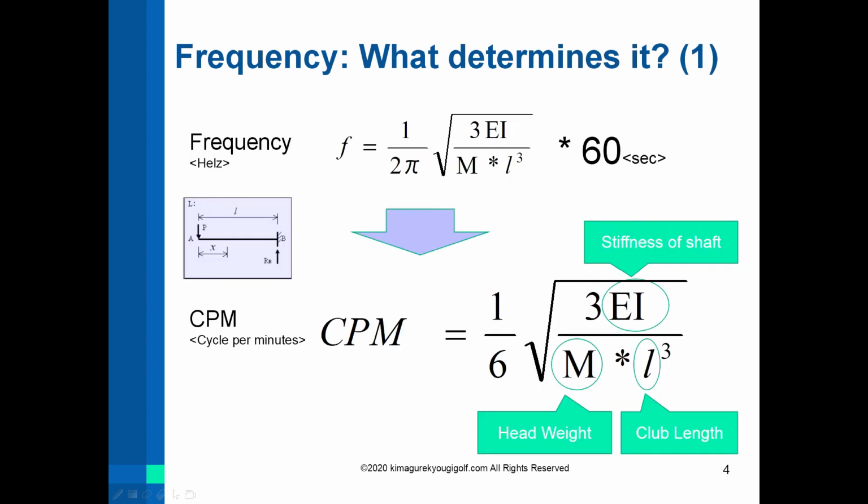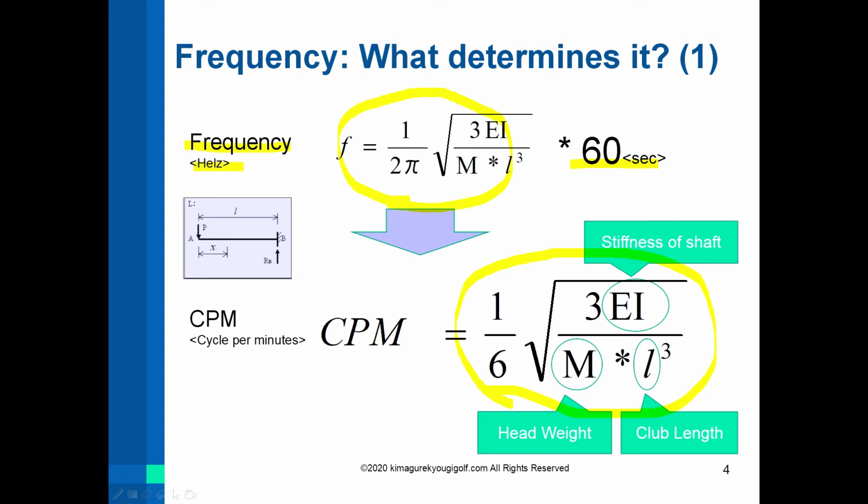Okay, frequency, what determines it? This is a formula for frequency. I omit explaining this formula, so please accept this as is. This one is for hertz. So to make it into CPM, we multiply it by 60 and we get this formula. And I'm going to use this formula to explain in further slides.